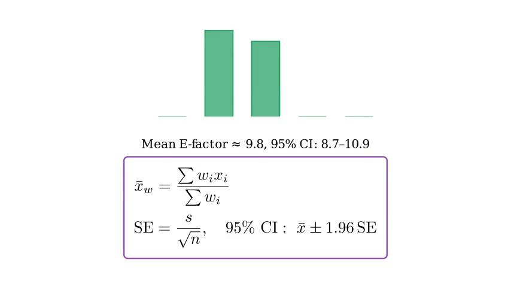The weighted mean equals the sum of weights times observations divided by the sum of weights. The standard error of the mean equals standard deviation over square root of n, and a 95% interval is mean plus or minus 1.96 times the standard error.